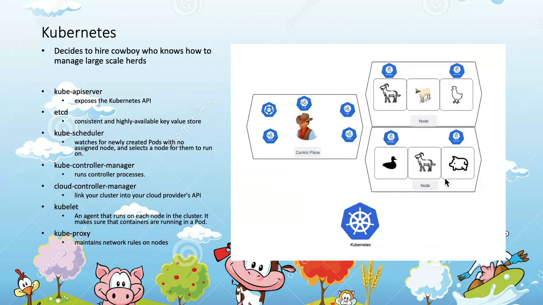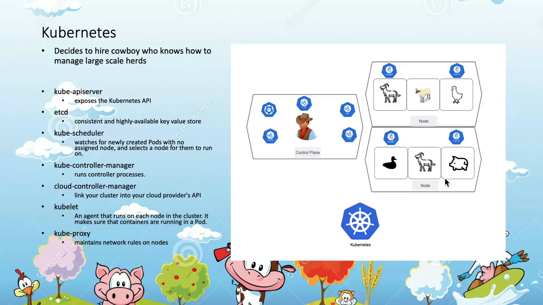All right, so how does he solve that problem when he cannot control all those small animals? What he does is he decides to hire a cowboy named Kubernetes. He knows how to manage this large scale herds and the containers. Now he has some tools in his pocket to do that. I'll just briefly go over it. We'll not too much deep dive into that.